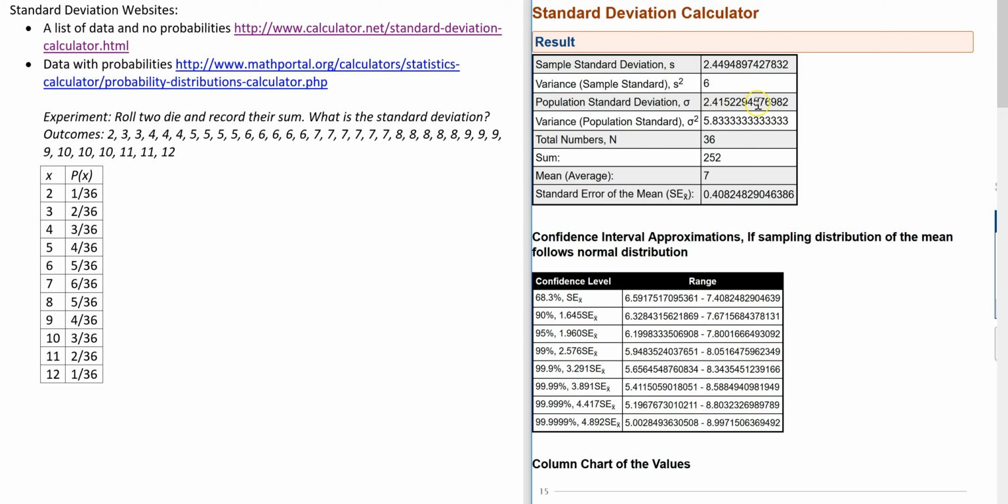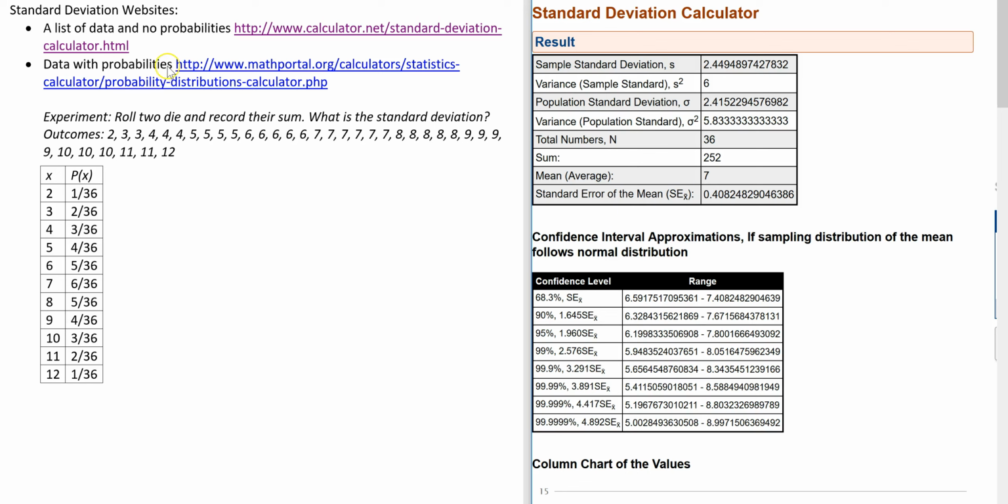And I wouldn't use all these additional decimal places for the reason that my data originally was whole numbers, and reporting my standard deviation to one additional decimal place more than what my data has is kind of the standard rule. So my population standard deviation is 2.4.